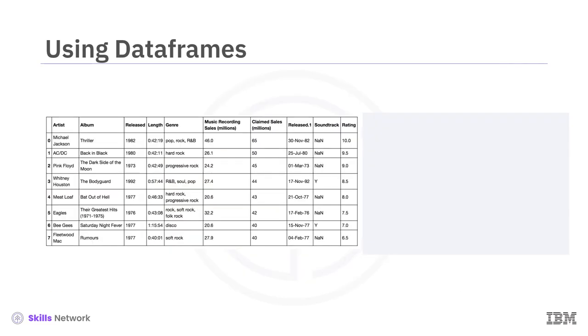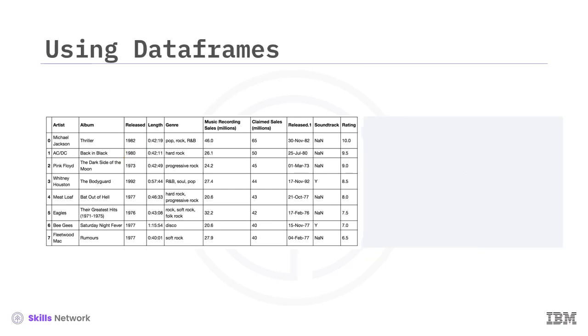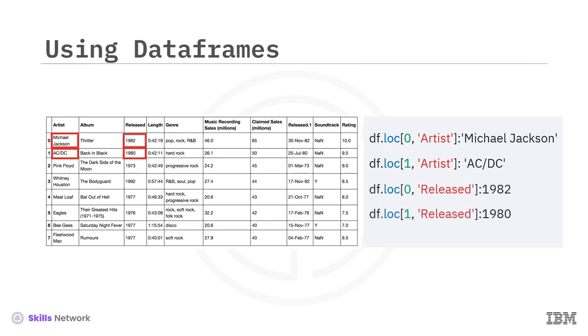One way to access unique elements is with the iloc method. The first input is an integer representing the row index, and the second is the integer representing the column index. You can access the first row and first column as follows. You can access the second row and first column as follows. You can access the first row, third column as follows, and you can access the second row, third column as follows. You can use the name of the row index and the column as well. You can access the first row of the column named artist as follows. Similarly, you can access the second row of the column named artist. You can do the same for the column released.